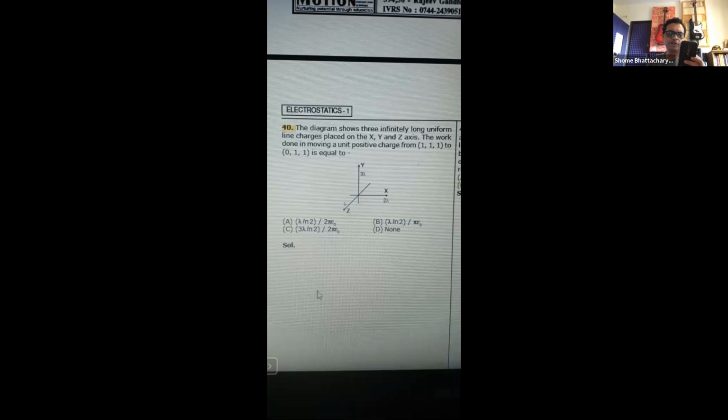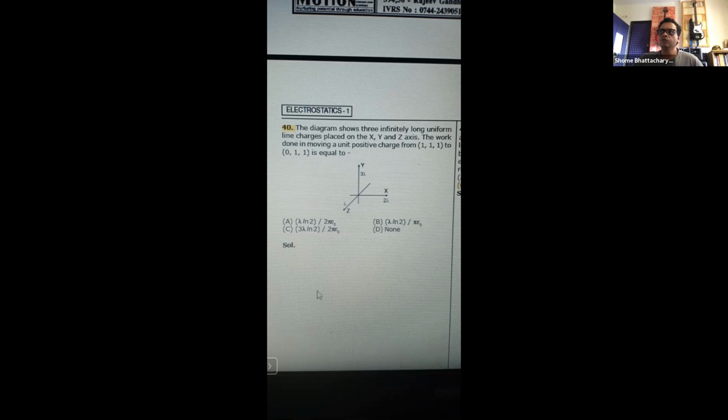Let's say the point (1, 1, 1) given to us is point A, and the point (0, 1, 1) is point B. So you're moving a particle from point A to point B. So the potential difference VB minus VA, we'll have to understand as minus the integral of E dot ds, or negative of the path length integration of electric field from A to B, where the electric field is the cumulative sum of the electric field due to the three rods.